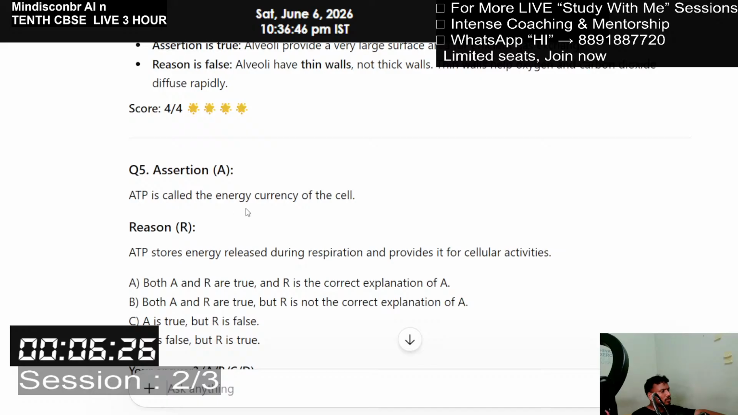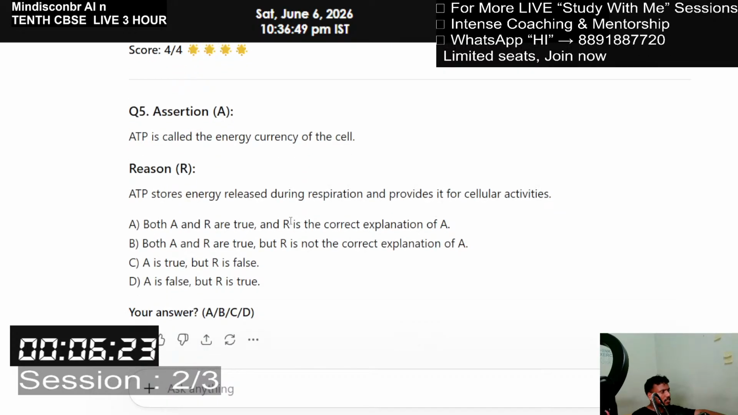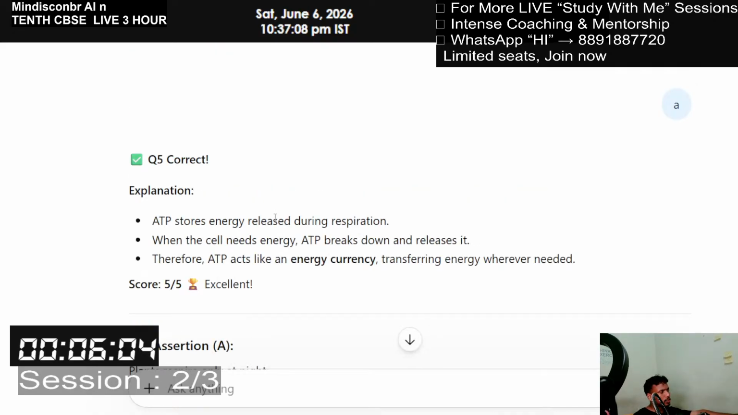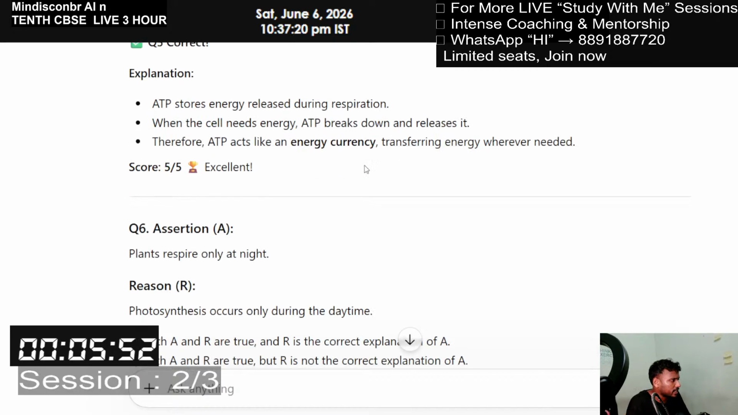Assertion: ATP is called the energy currency of the cell. Reason: ATP stores energy released during respiration and provides it for cellular activities. That's right. A and R are true, and R is the correct explanation of A. ATP stores energy released during respiration. When the cells need energy, ATP breaks down and releases it. Therefore, ATP acts like an energy currency, transferring energy wherever needed.